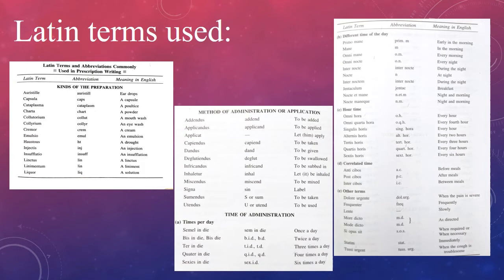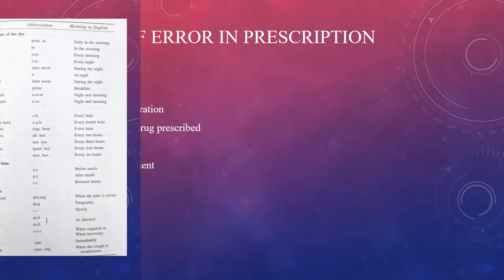Bis in die, BID, means twice a day. Ter in die, abbreviation TID, means 3 times a day. For different times of the day, primo mane means early in the morning, mane means in the morning. For hourly time, omni hora means every hour, omni quarta hora means every fourth hour, and so on.